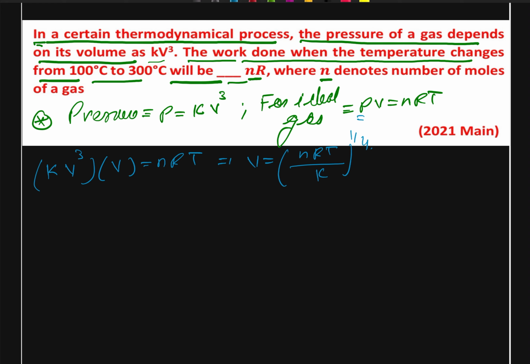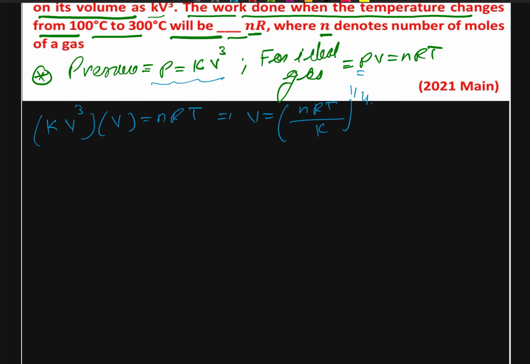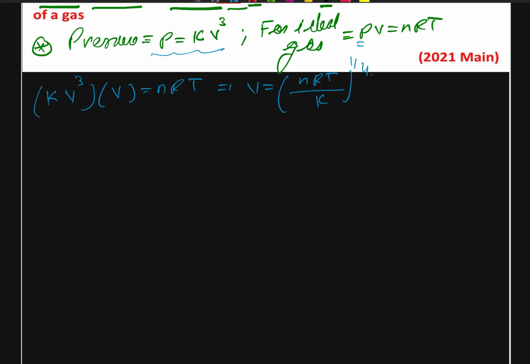And from here now we can also find out P, because the P and volume relationship is given to us. So we can say that our pressure P will be equal to K times nRT upon K, raised to the power 3/4. And we can just manipulate our K. So K will be coming as 3/4, so this will be 1 minus 3/4. So the power of K will be equal to 1/4, times nRT whole raised to power 3/4.